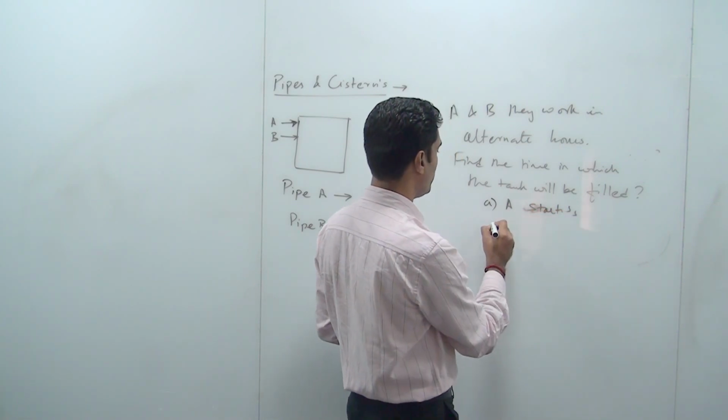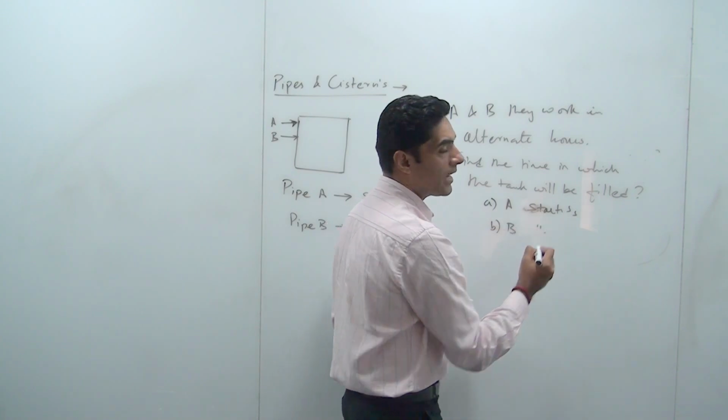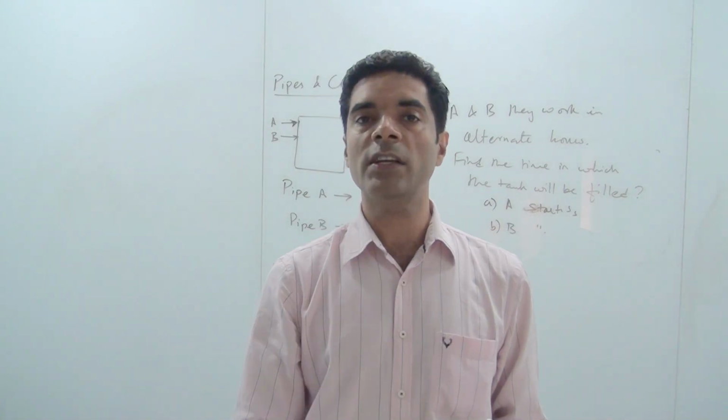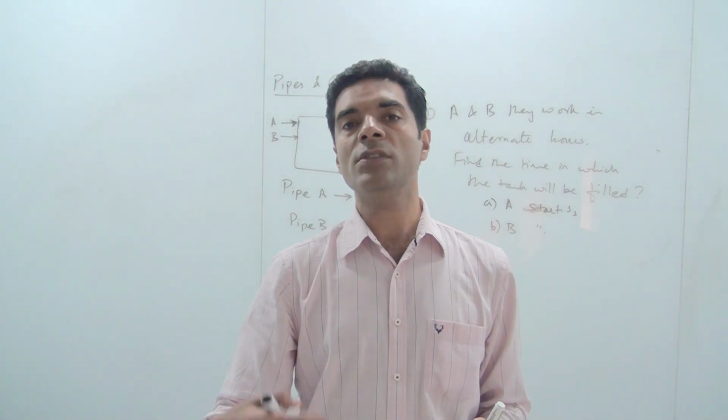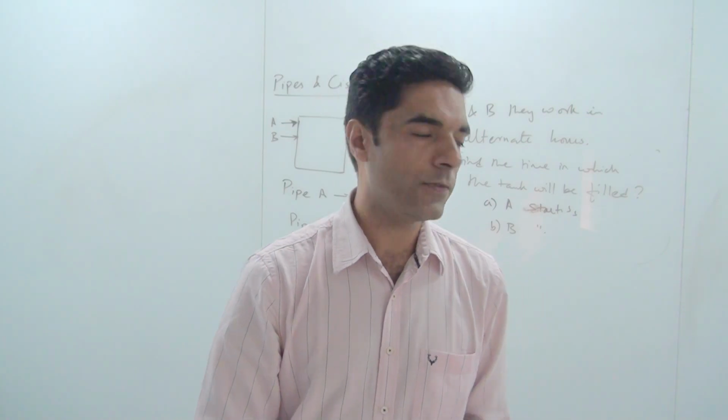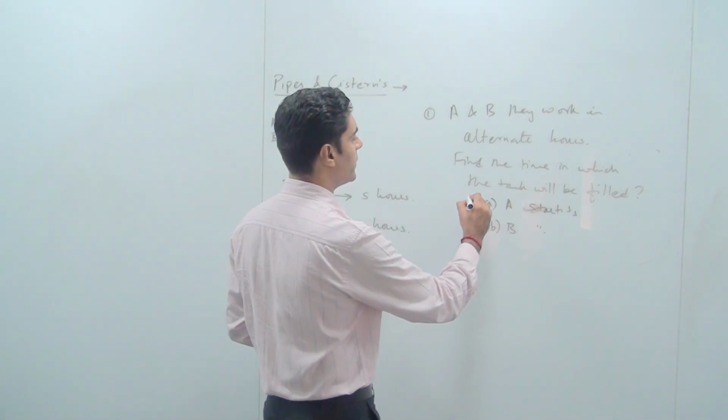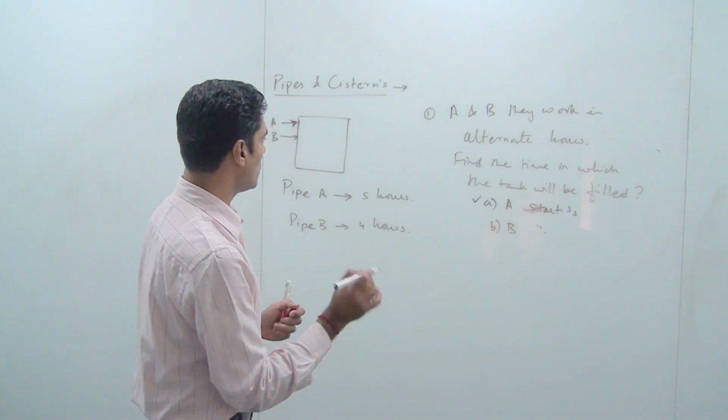And the second part could have been when B starts. That means that in the first hour A is working, then in the next hour B is working, because this is how the alternate thing functions. Right? So if I start solving the first one, let's say when A starts.